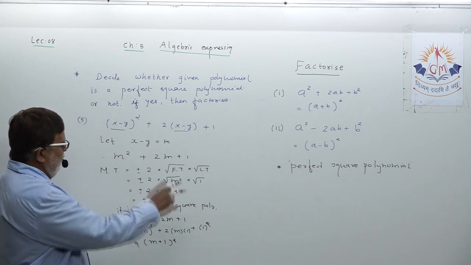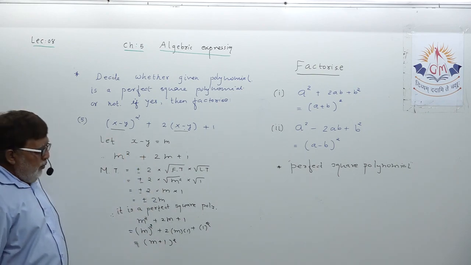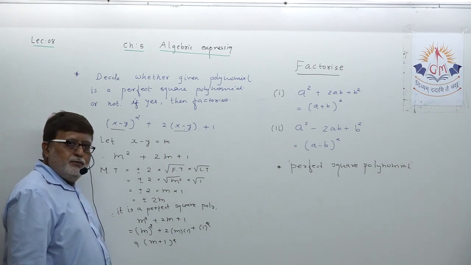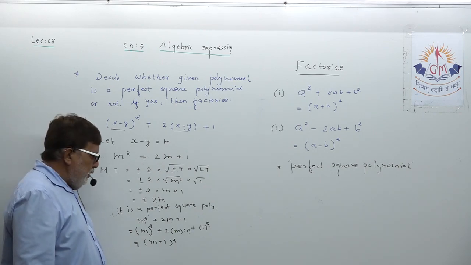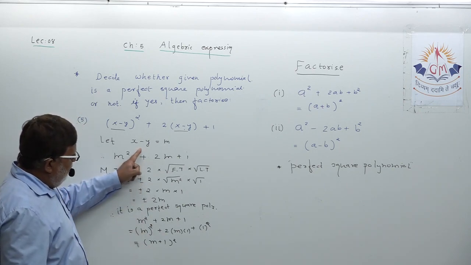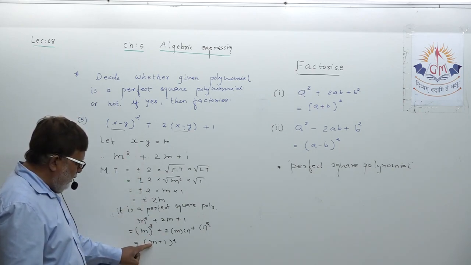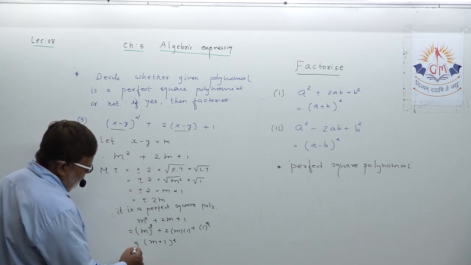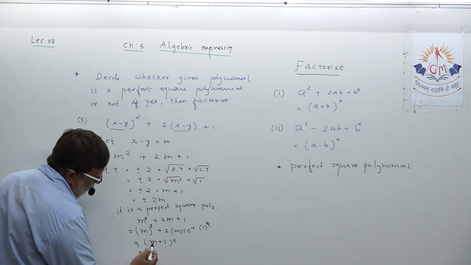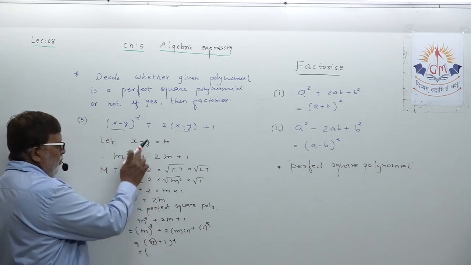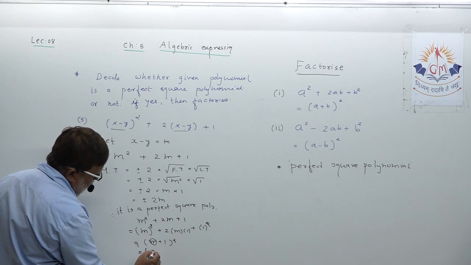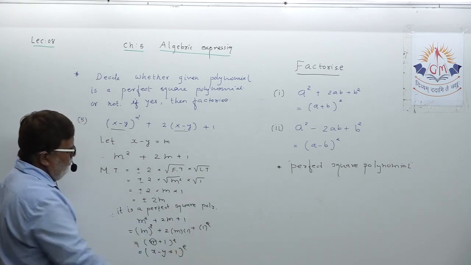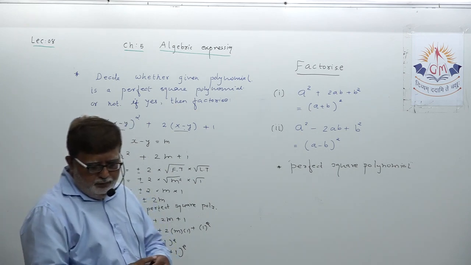But dear student, the original polynomial never had m. So this is not your final answer. m you have supposed as x minus y. So instead of m you will write x minus y. So your final answer will be, in place of m, I will write x minus y, plus 1 as it is, whole square. Verify the steps, dear student.